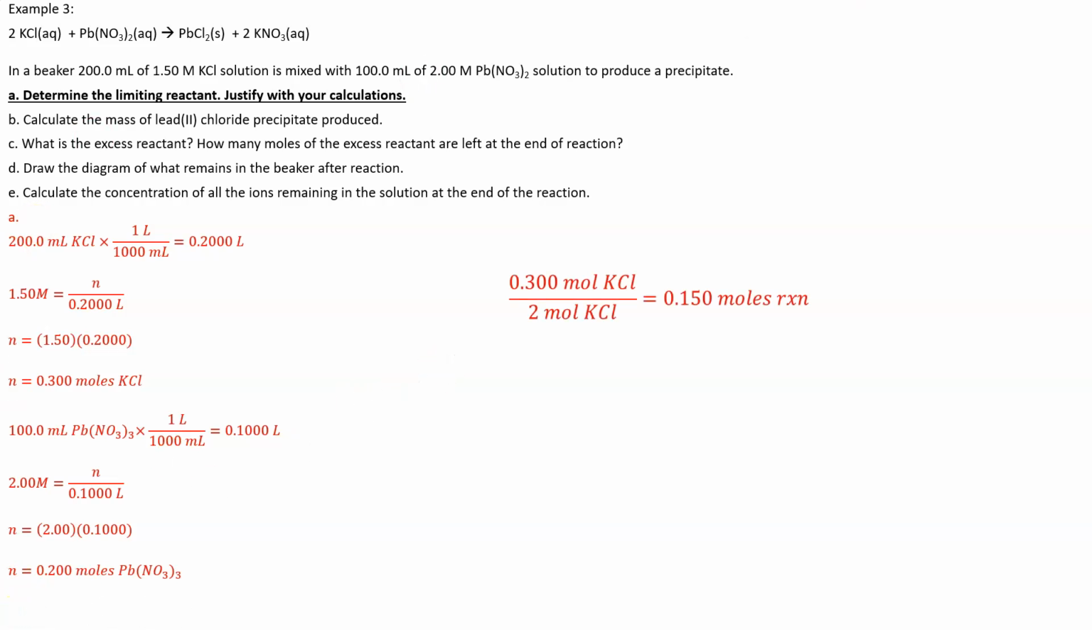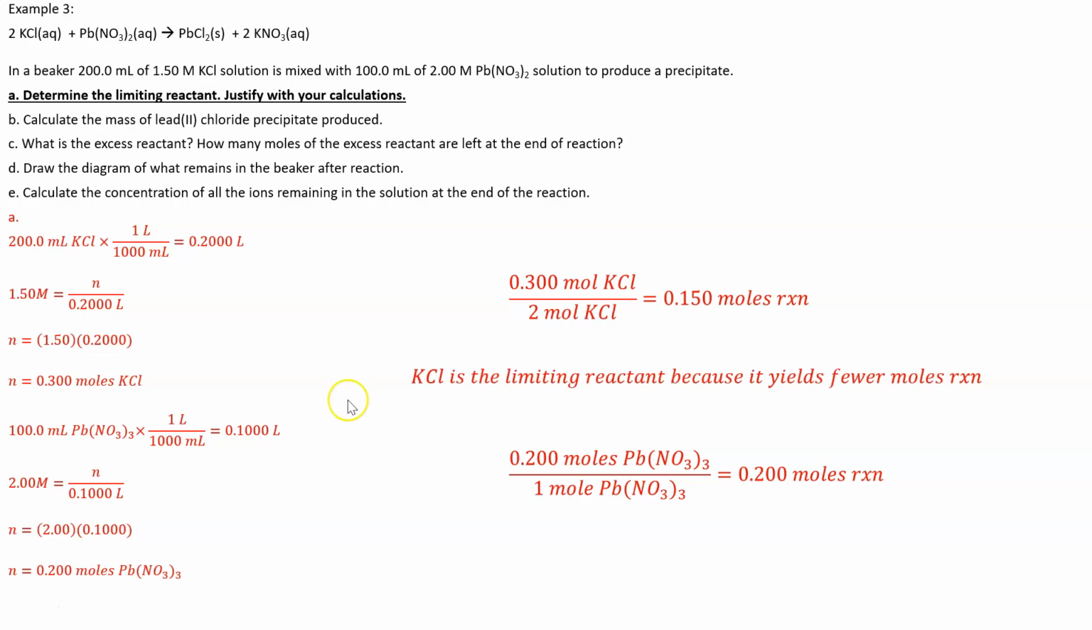Of course, to find the limiting reactant, we have to find the moles of reaction for KCl, and that is the moles we just found, which was 0.300 moles of KCl divided by 2 moles of KCl. That's just our coefficient. We get 0.150 moles of reaction. We're going to do the same thing with lead nitrate. 0.200 moles over, and it's just 1 mole in this case. 0.200 moles of reaction. So the one that gives us the smallest number of moles of reaction is our limiting reactant. That would be KCl.